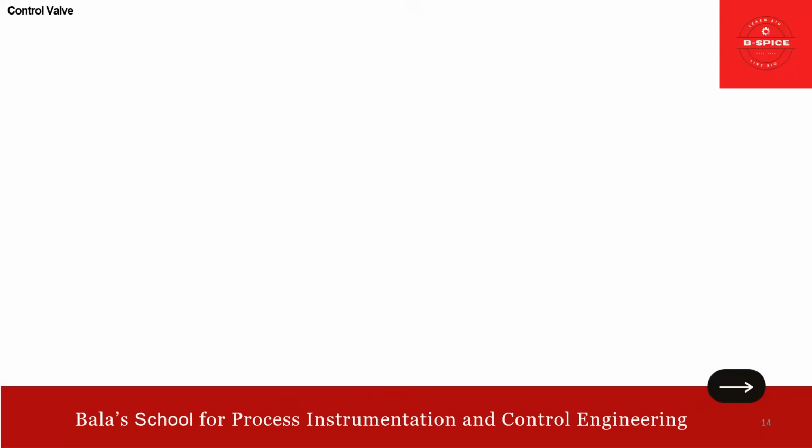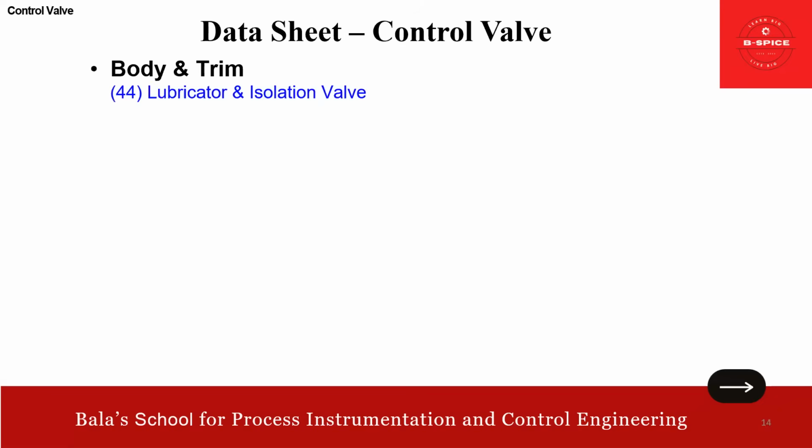Then we'll go on to body and trim, lubricator and isolation valve. Again, this is in a blue font. This is all additional added info. Lubricator and isolation valve normally won't be applicable, so specify not applicable.